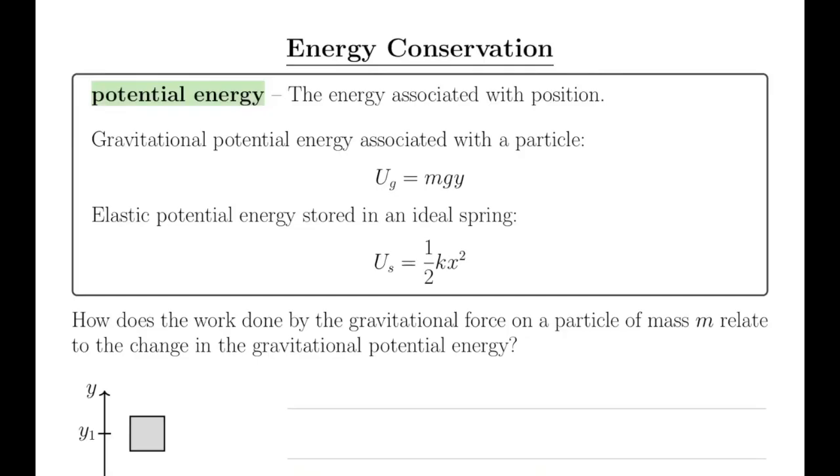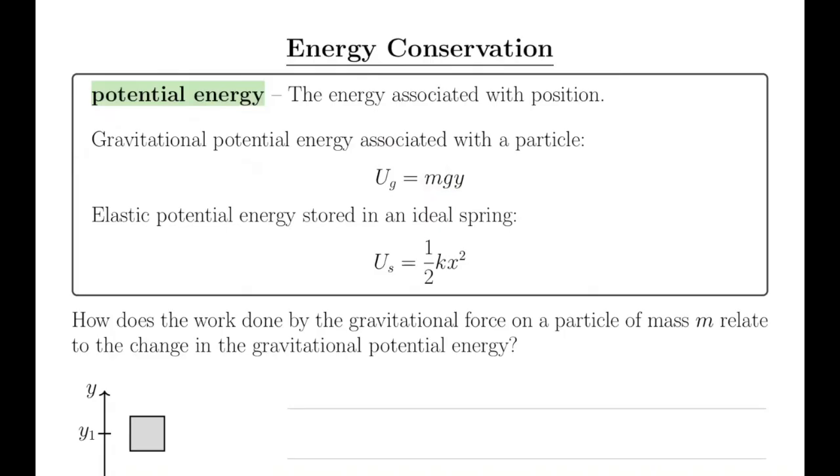One example of potential energy is gravitational potential energy. The gravitational potential energy associated with a particle is defined as the product of the object's weight, so mg, and its height y above some reference level.